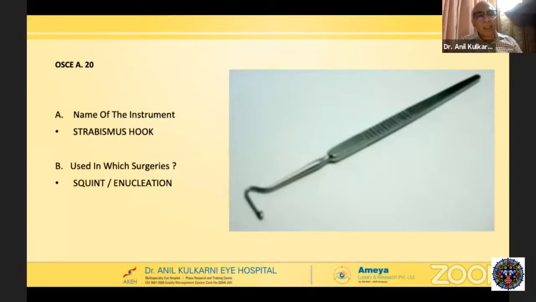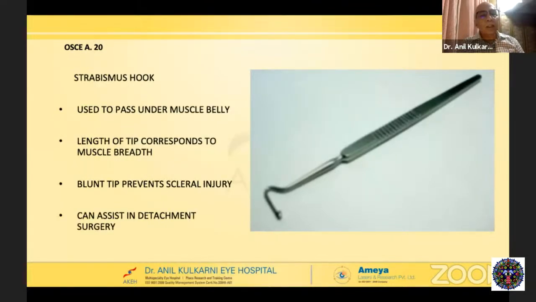Name of the instrument is strabismus hook, used in surgeries for squint as well as for enucleation for hooking the extraocular muscles. This is used to pass under the muscle belly. That's why it is blunt. There is no sharp edge associated with this.